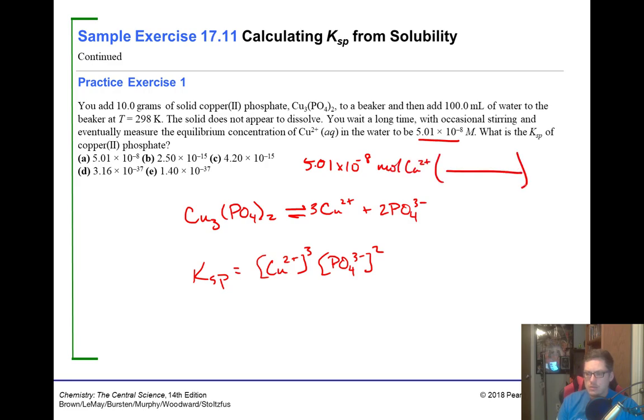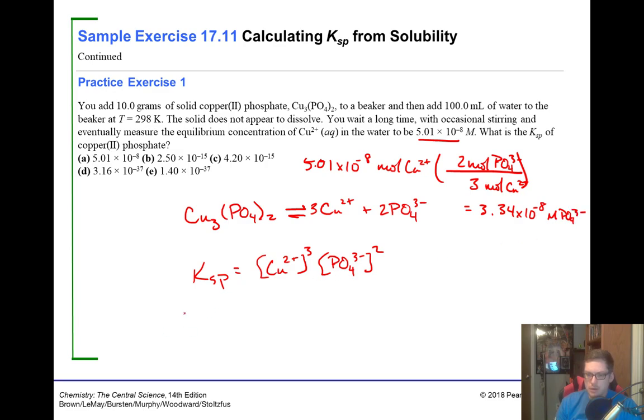All right, we're just going to use a little bit of stoichiometry, and so from the balanced chemical equation, for every 3 moles of copper 2 plus, there's 2 moles of phosphate, PO4 3 minus. So 5.01 e to the minus 8th times 2 divided by 3. And so you get 3.34 times 10 to the minus 8th. All right, so just slightly less than what the copper was before. Now this is the molarity of the phosphate.